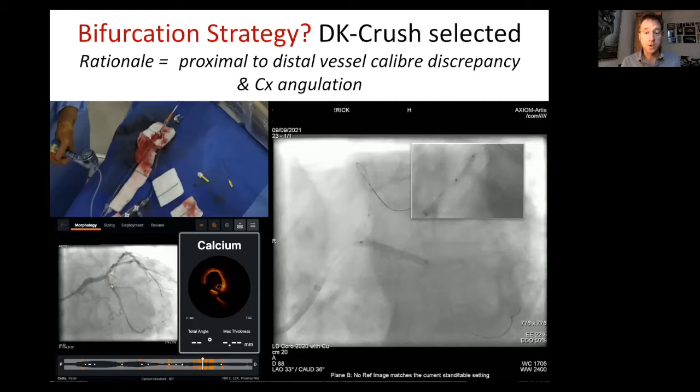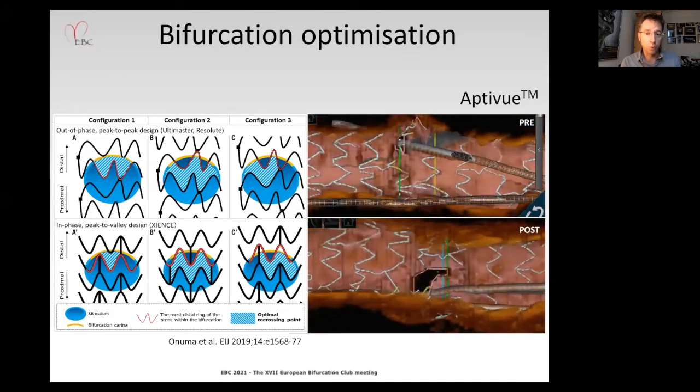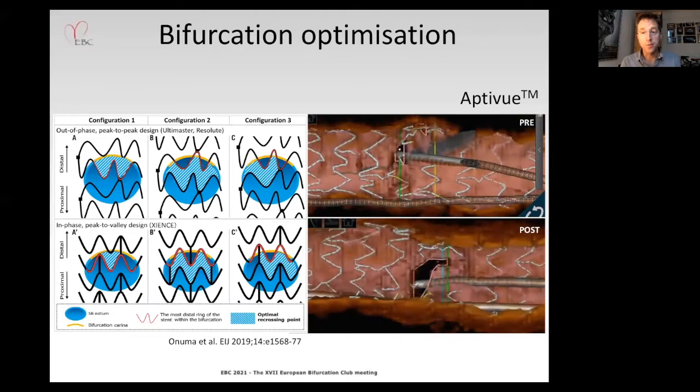Now, I make a decision due to discrepancy of vessel caliber and angulation of the circumflex to do a DK crush. But actually, it may be that through the assessment of the geometry and the tissue, a machine may tell me different in simulating the different techniques that could have been used in this bifurcation. The next step following stenting and optimization with ballooning and wire cross would be to use bifurcation software.